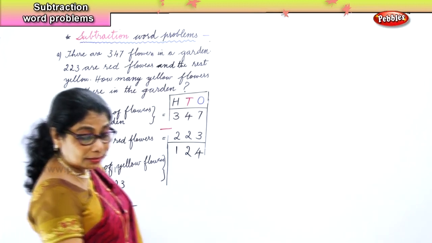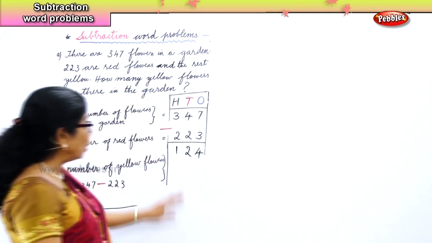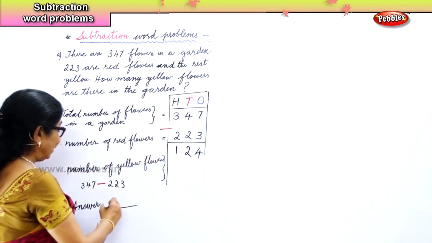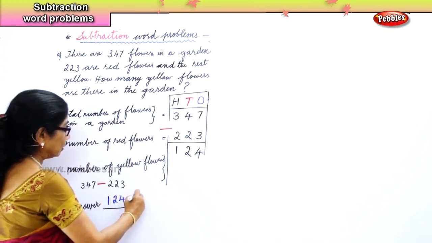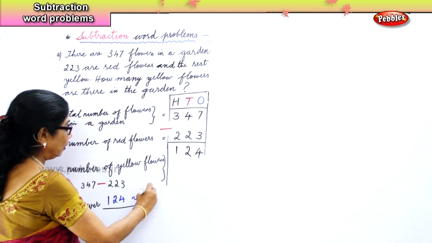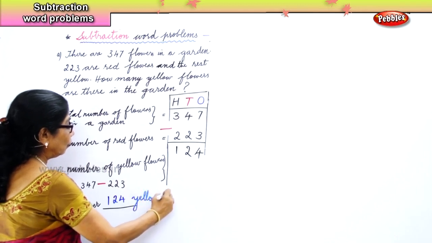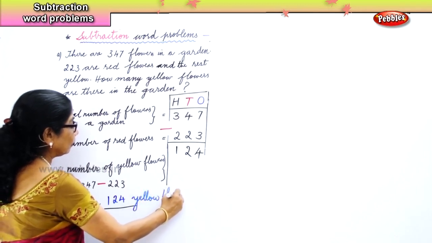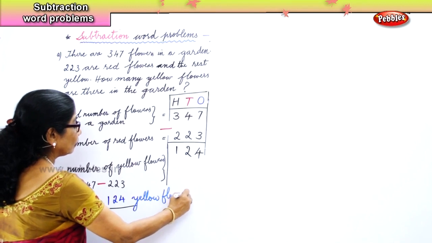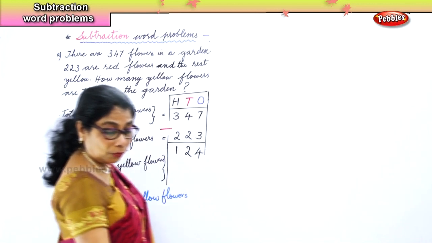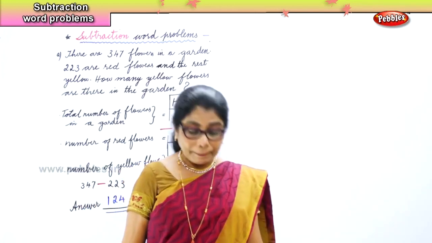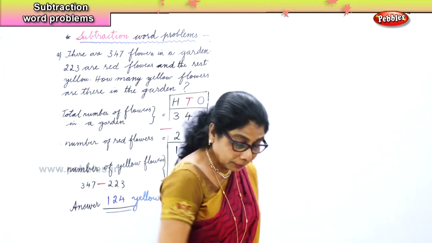So what is your answer? Your answer is 124 yellow flowers. You got the answer? 124 yellow flowers. Now, shall I give you another sum? Yes.